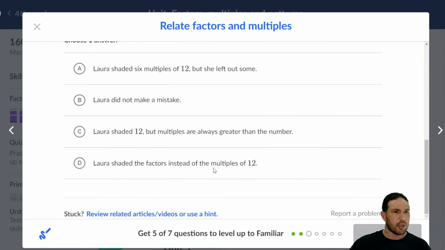But I also want to take a look at this option C. It says Laura shaded 12, but multiples are always greater than the number. And that's so almost correct that I really want to highlight it. Multiples are always greater than or equal to the number. Right? 12 is a multiple of 12. It's 12 times 1. It's the first multiple of 12. If you are counting by 12s, 12 is the first one that you say. Every other multiple is going to be greater than 12. So it's so close to correct, but not quite. Our answer is D.